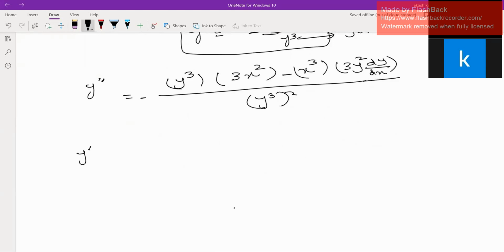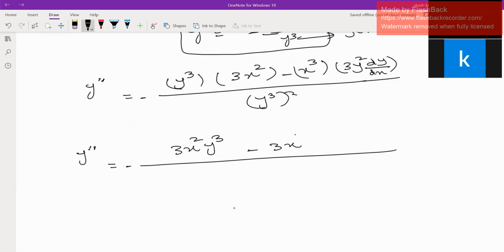Y double derivative is equal to minus 3x square y cube minus 3x cube y square, and can we write dy by dx as y dash, divided by y^6? So anytime we can write y dash instead of dy over dx? Yeah, we can. Okay.